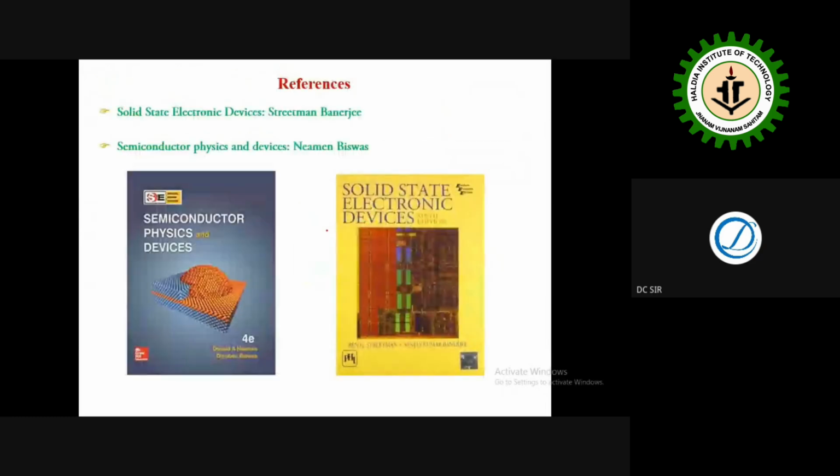Up to now, if you have any queries you can ask. Today we discussed the metal semiconductor junction, how it is formed and how it works. If there are any queries from this topic, ask. Any queries?